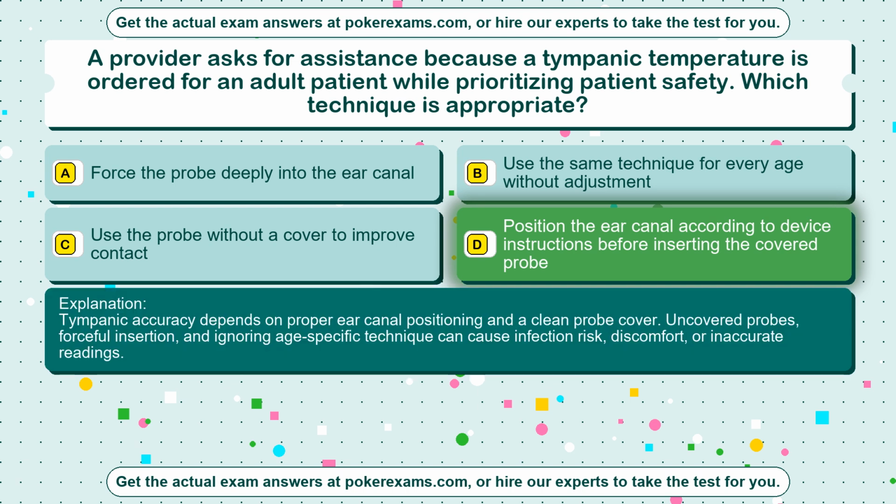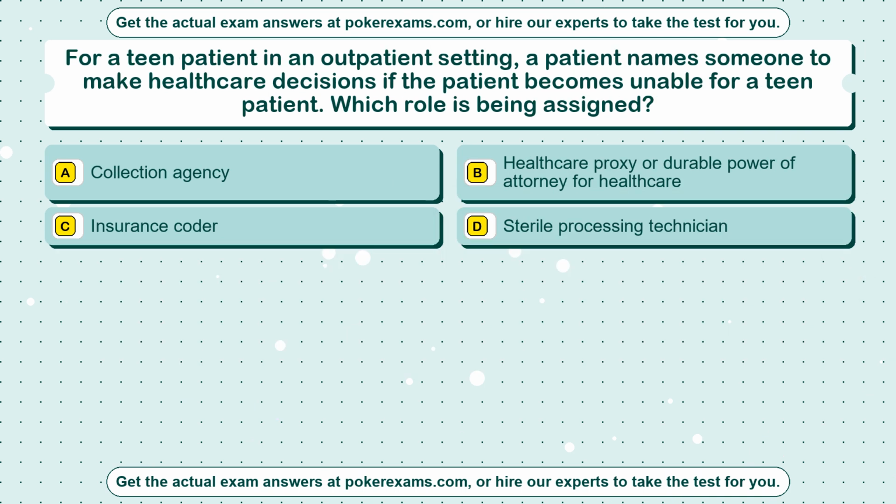Tympanic accuracy depends on proper ear canal positioning and a clean probe cover. Uncovered probes, forceful insertion, and ignoring age-specific technique can cause infection risk, discomfort, or inaccurate readings. Question 81. For a teen patient in an outpatient setting, a patient names someone to make healthcare decisions if the patient becomes unable for a teen patient. Which role is being assigned?